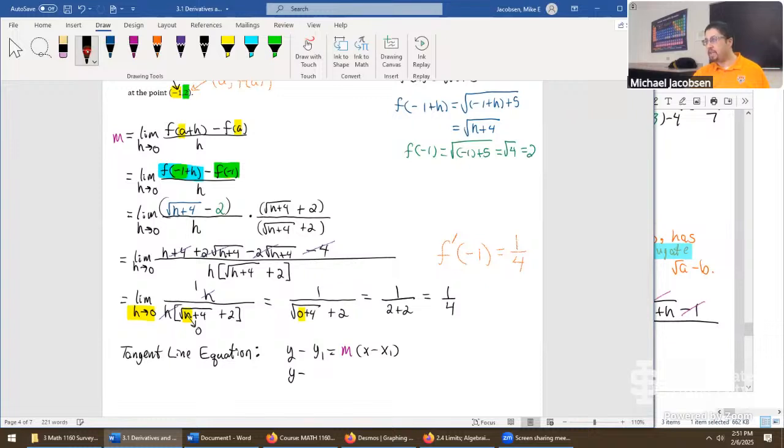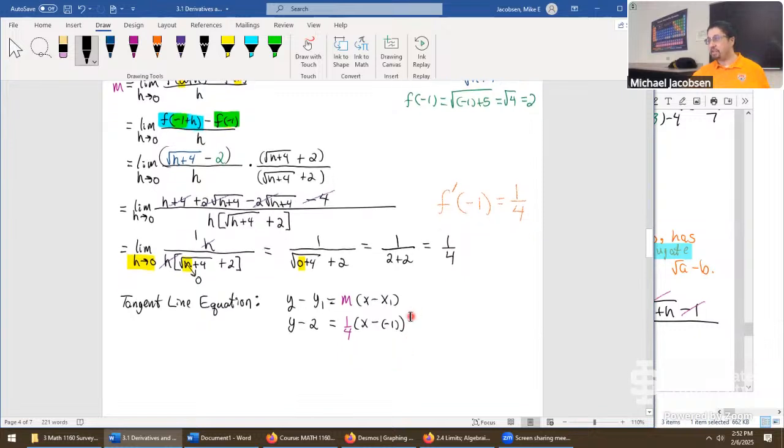So this will be y minus, the y1 value is right up here, the point that was supplied, so my y minus 2 equals slope m, way over here, 1/4, multiplying x minus x1, which is a -1, so watch for the double negation. And that's our tangent line equation. Still have to do stuff to this.